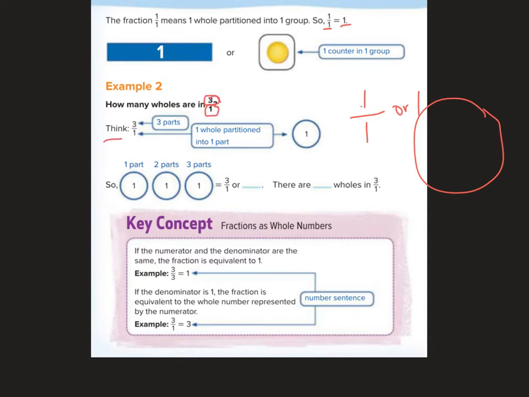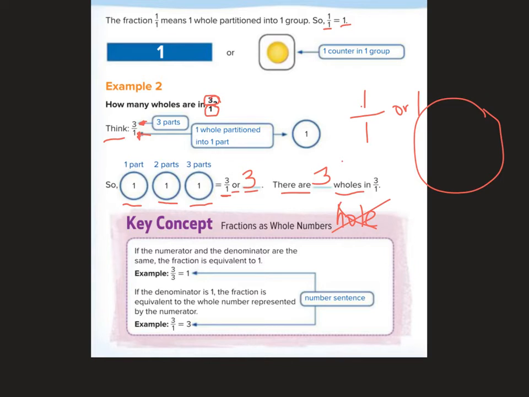So how many wholes are in 3/1? Think, 3 parts, and each whole has 1 part. So here's a picture. I have 3 pizzas. I did not cut them at all. And I ate 3 parts of it. So I ate 3 whole pizzas. So 3/1 is the same as saying 3. There are 3 wholes in 3/1. Now this is whole as in like the whole thing, not as a hole in the ground. That'd be HOLE. Not that whole, a whole thing.